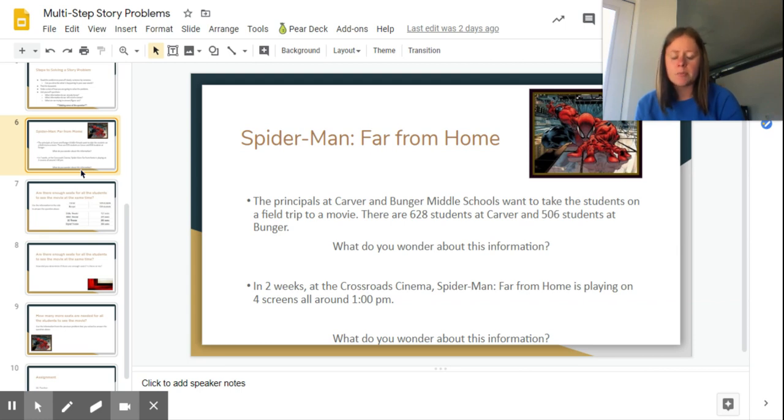Okay. And the next bullet point, it says in 2 weeks at the Crossroads Cinema, Spider-Man Far From Home is playing on 4 screens all around 1 o'clock. What do you wonder about this information? So maybe something you wonder is, are we going to all be able to go see that movie at the same time, or we're going to have to break it up and go at different times? Or maybe we will be able to go at the same time, or maybe it'll be different days that we have to go because there might be too many students for the seats, or maybe there'll be enough seats for all of the students. Okay.